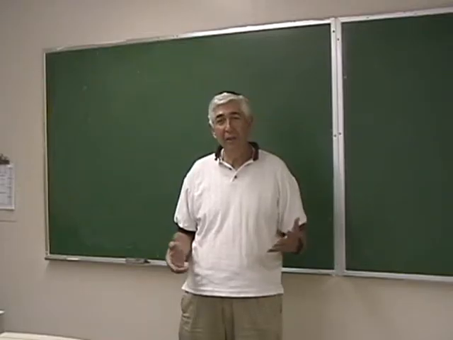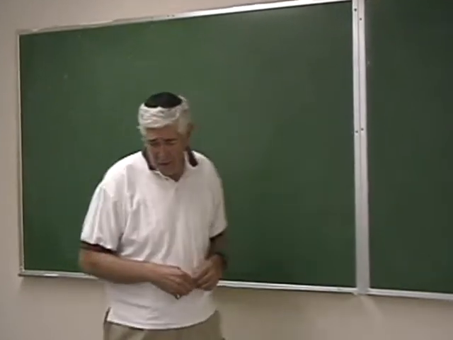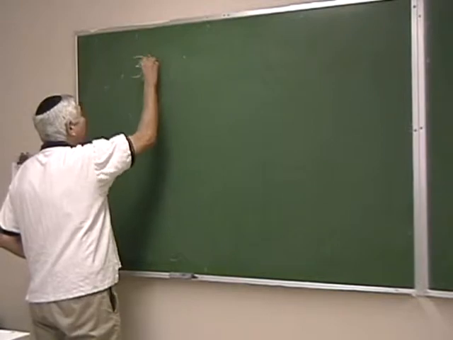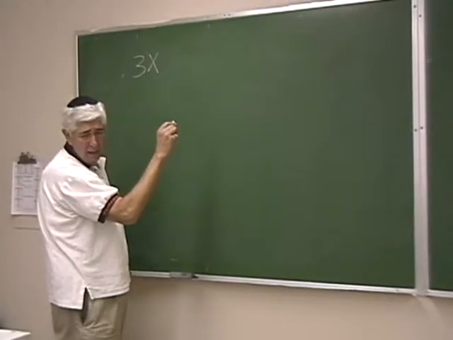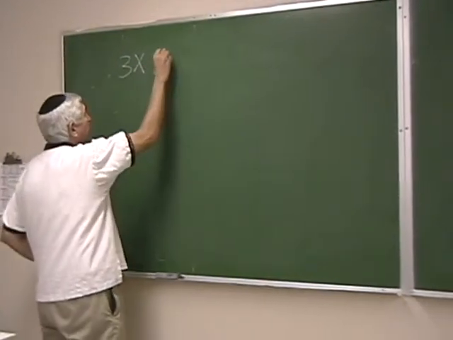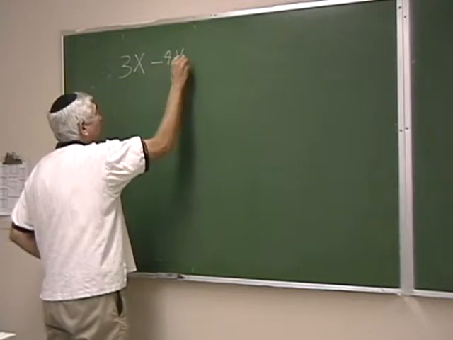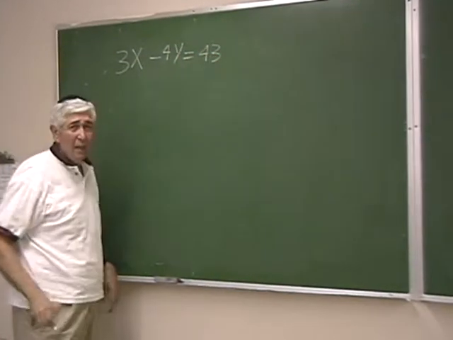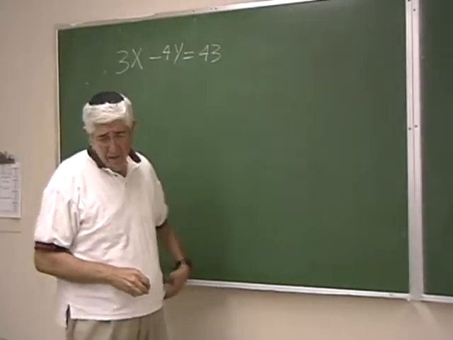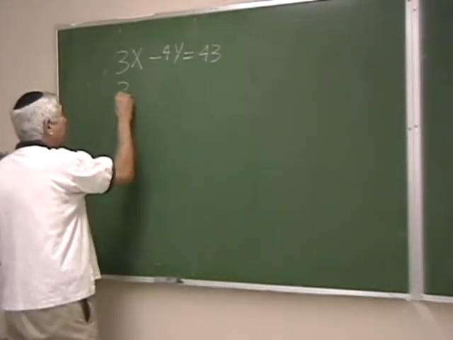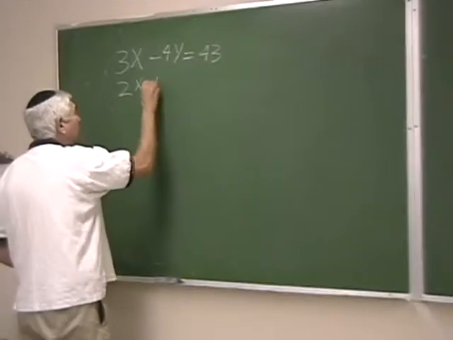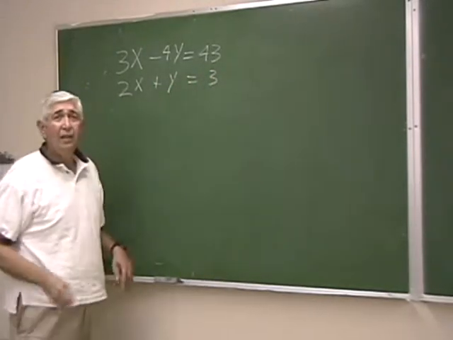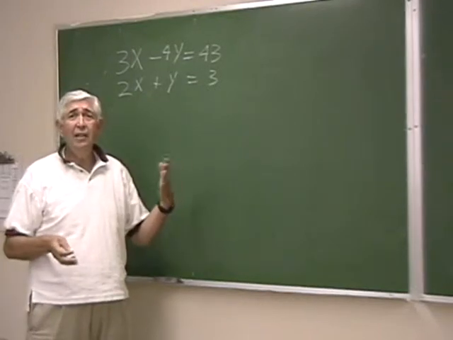To start off, I'm going to put on some algebraic equations. Let's say I have 3x minus 4y equals 43, and 2x plus y equals 3. Okay, now these are linear equations.